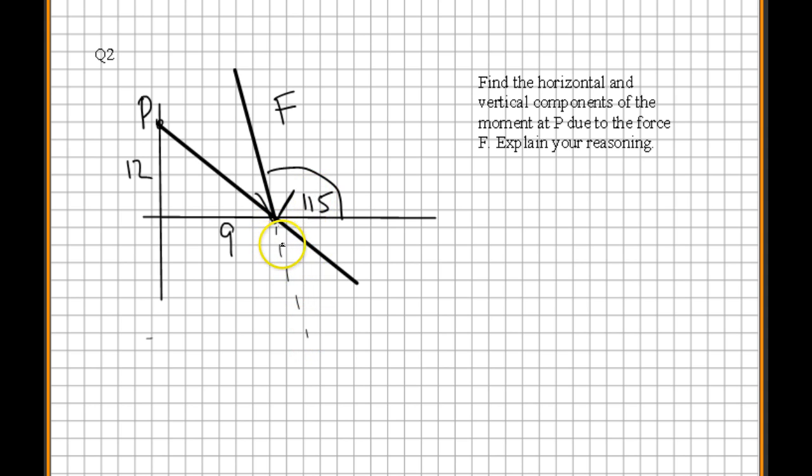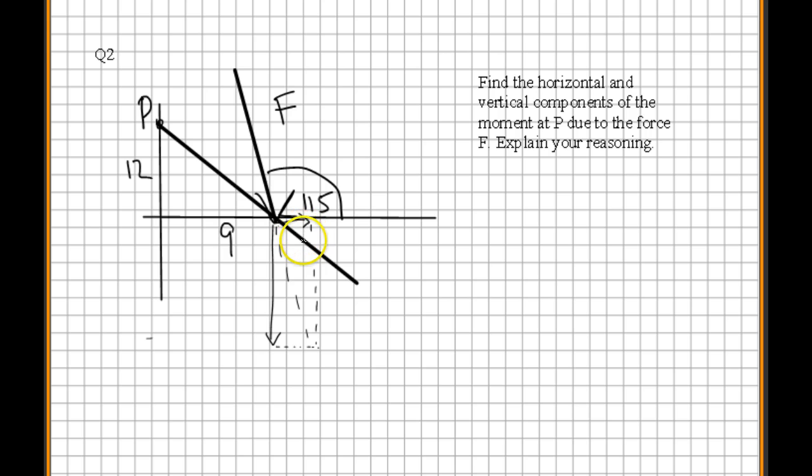And to find horizontal and vertical components, we can turn that force into the diagonal of a parallelogram, which has a vertical part and a horizontal part. Draw a little parallelogram here, and that's always the way of finding the components. Make the force the diagonal of a parallelogram. Now, we want to know what these components are.